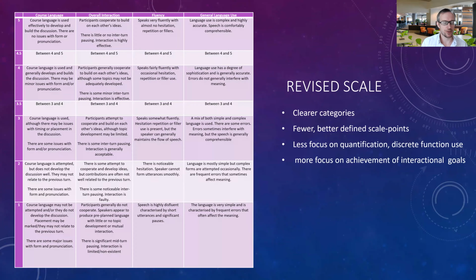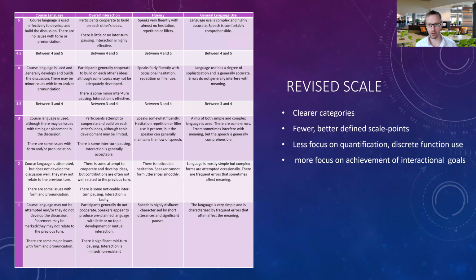We also did quite a heavy revision of the rubric itself. Here is what we came up with subsequent to the analysis, and you can see it's very, very different from the original rubrics that we had. We made the categories clearer. We have 4 categories across the top: course language, overall interaction, fluency, and general language use. We had fewer, better defined scale points, so a score of 1 to 5 with some interim categories as well.